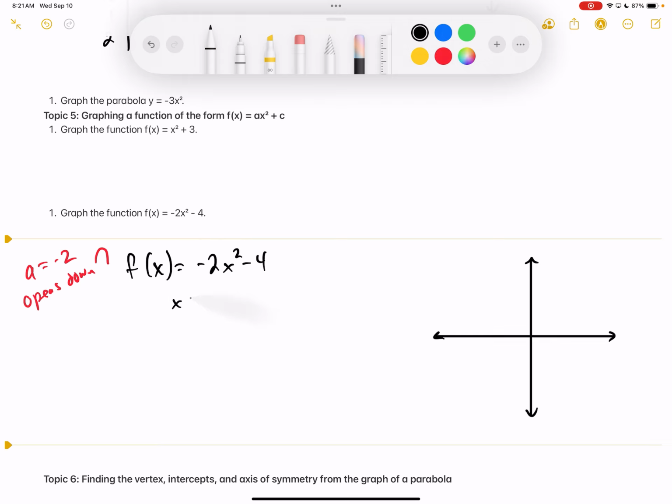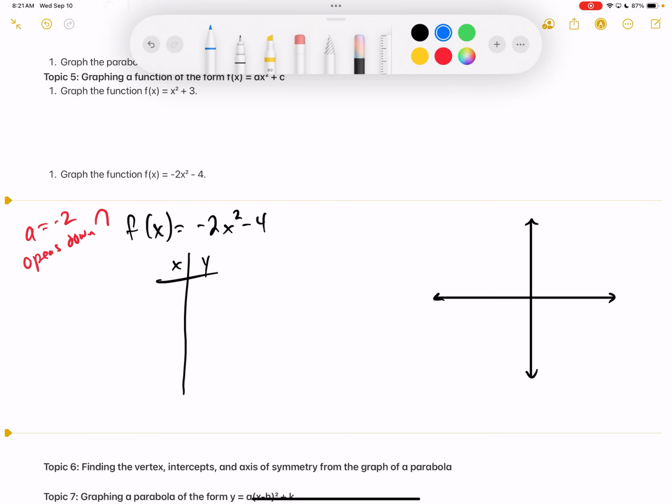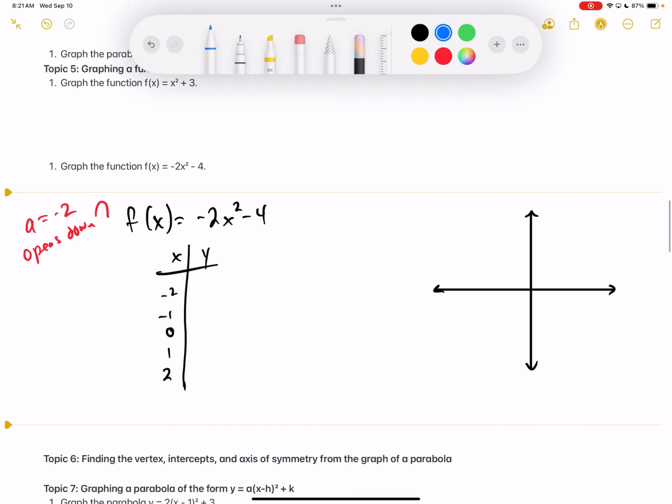Again, on these, it's easier just to plug in stuff. I would almost always just plug in 0, negative 1, negative 2, 1, 2. Just plug in small numbers to work with. So if I plug in a 0, 0 squared is 0, 0 times negative 2 is 0, 0 minus 4 is negative 4. So I have 0, negative 4. That's not a coincidence that it's the same as the negative 4. The last number always tells you where your y-intercept is.